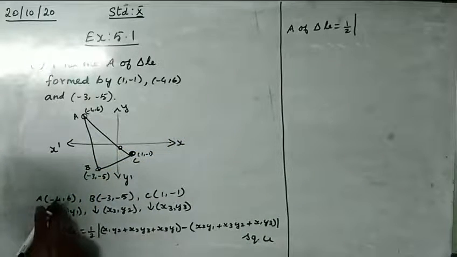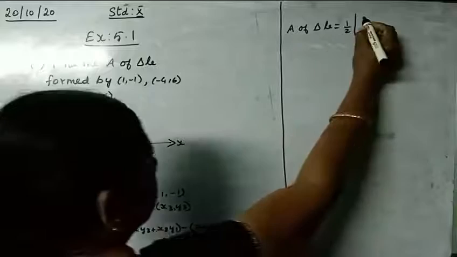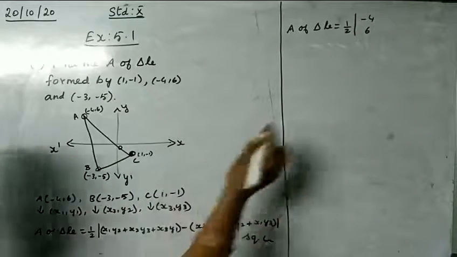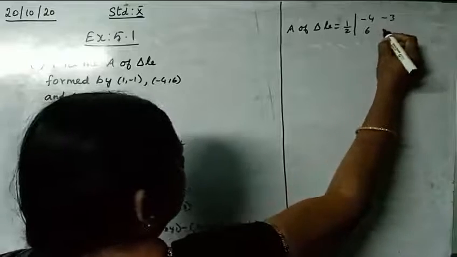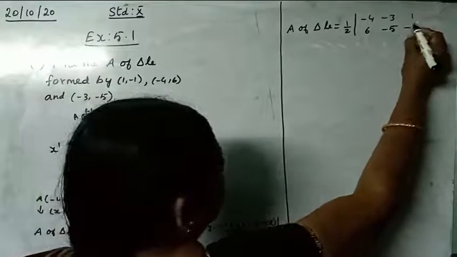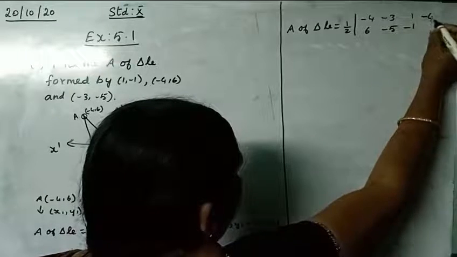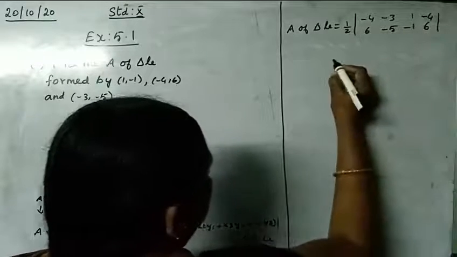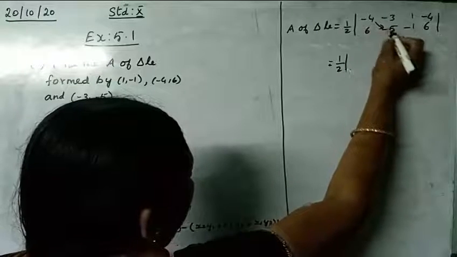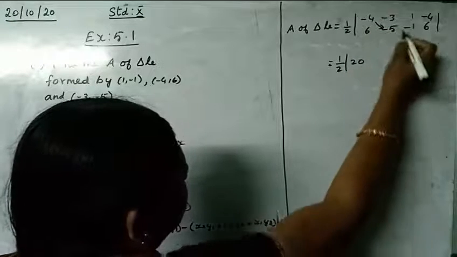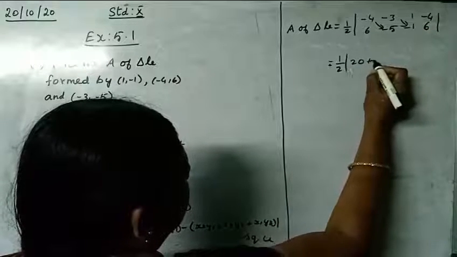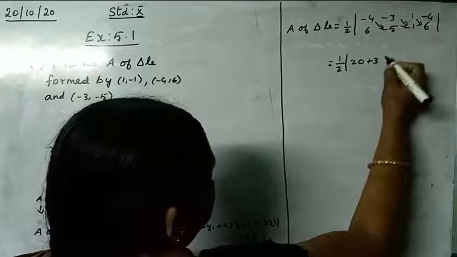So first (-4, 6) is the first point. So I write like this: -4 and 6, -3 and -5, and the third one is 1 and -1. Once again you write -4 and 6. So multiply. First, -4 times -5 is 20. Minus times minus is plus. -3 times -1 is plus 3. 1 times 6 is 6.